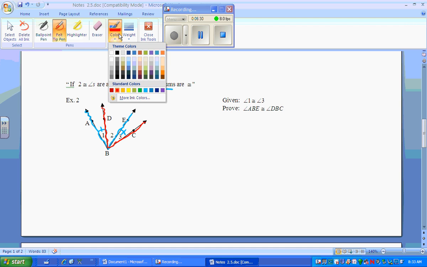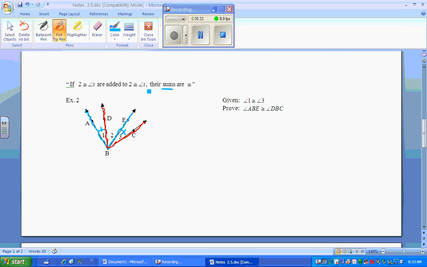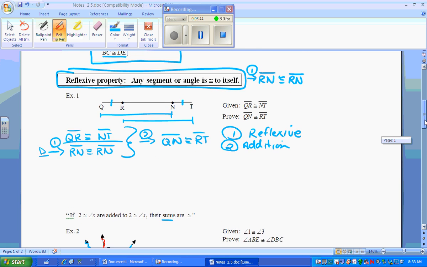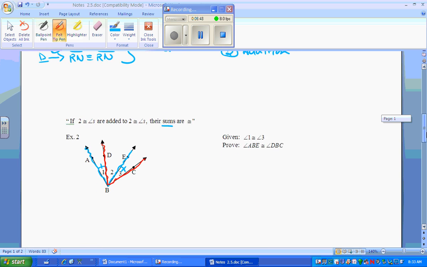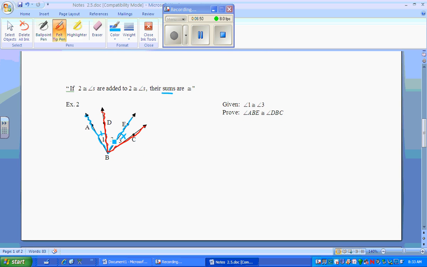Do either one of these two angles share something? That's right, angle 2. Angle 2 is being shared right here. So if it's something being shared, you call it what? Back up here. If it's being shared between something, it's congruent to itself. So that piece is reflexive. Angle 2 ends up being reflexive. Well, then how do you create ABE? You add angle 1 and 2 together, and then you add 3 and 2 together to get DBC.